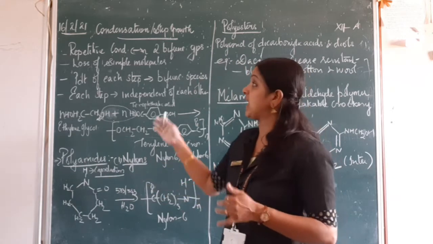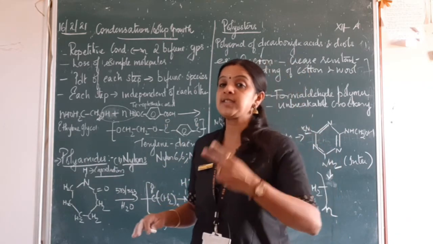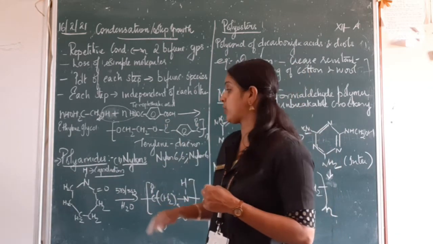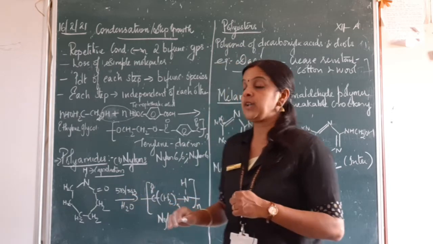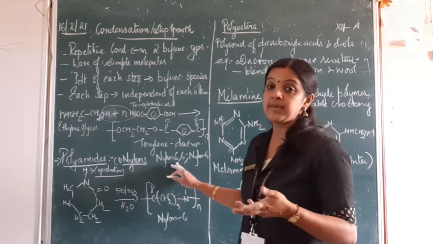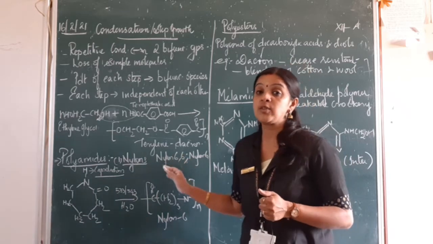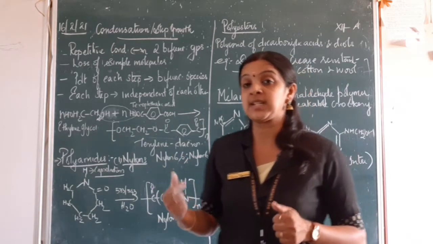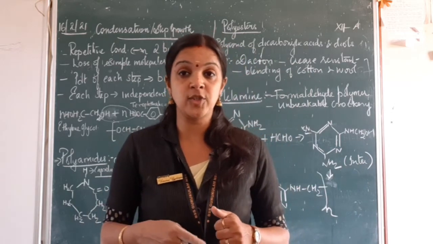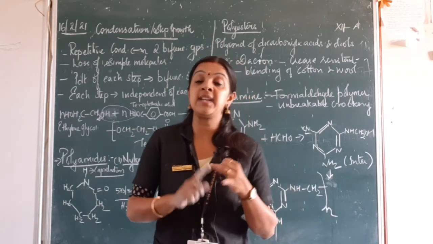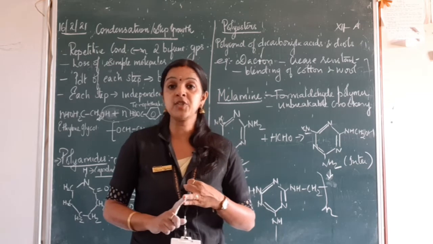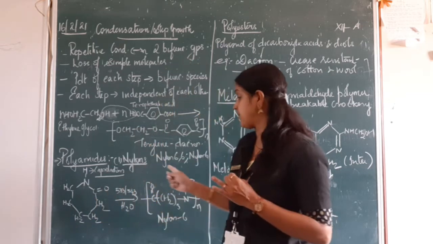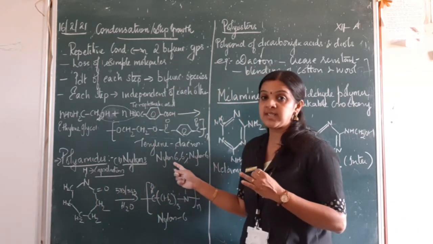Next one is under the condensation polymer, the first polymer which we will be studying more is polyamide. Polyamide is from examples like nylons. We have nylon 6,6 and nylon 6. Nylon 6,6, if you remember, we studied in condensation polymerization with hexamethylenediamine and adipic acid. Remember children? So there the same reaction comes here in nylon 6,6.